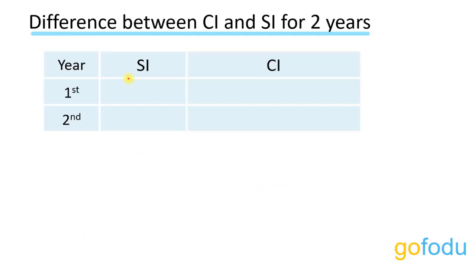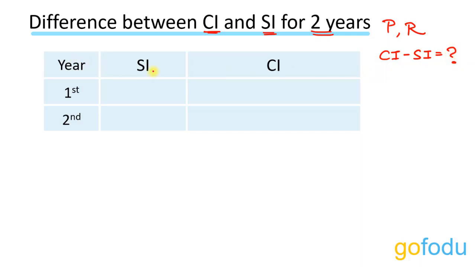This is an interesting question. If two same principals are kept, one on compound interest and one on simple interest, for 2 years at the same rate of interest, then what would be the difference between compound interest and simple interest?